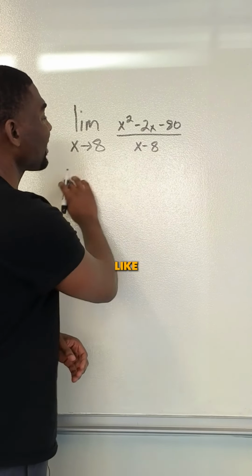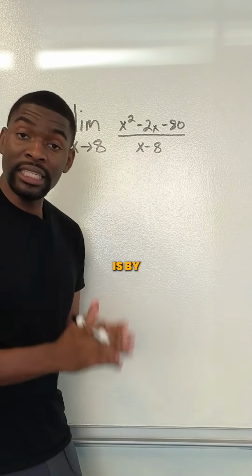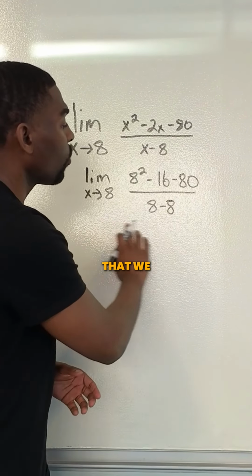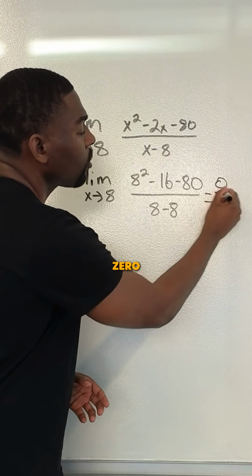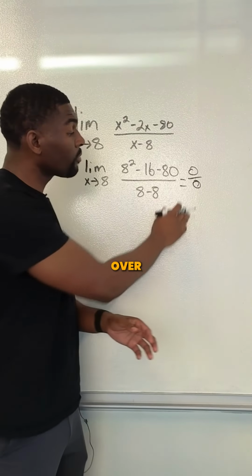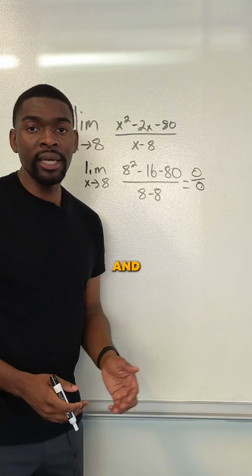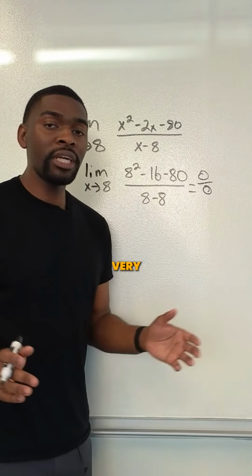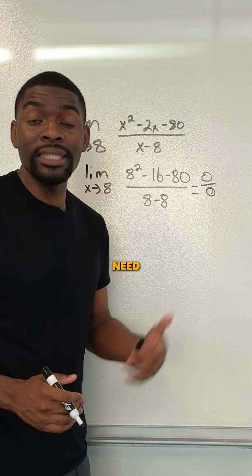How you will start a problem like this and any other limit problem is by a direct substitution first. Once you plug in 8, you'll see that we end up getting 0 over 0. Now, 0 over 0 doesn't mean that this problem is undefined, and it doesn't mean that the limit doesn't exist. We call this an indeterminate form, and it's very critical. That just means that we need to do more work.